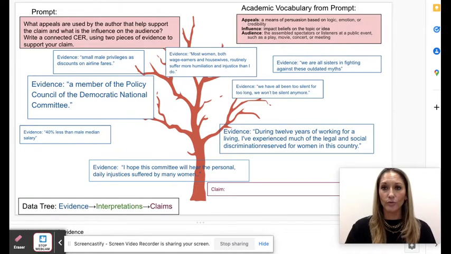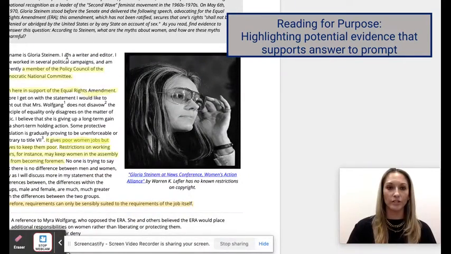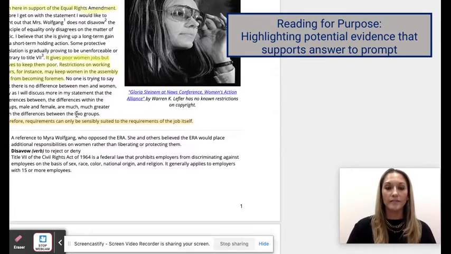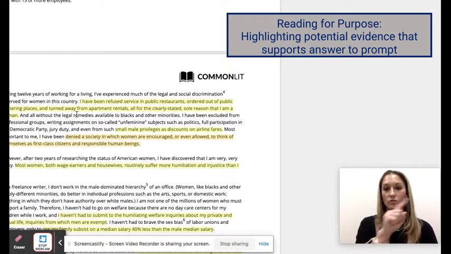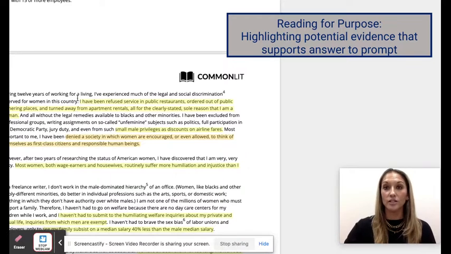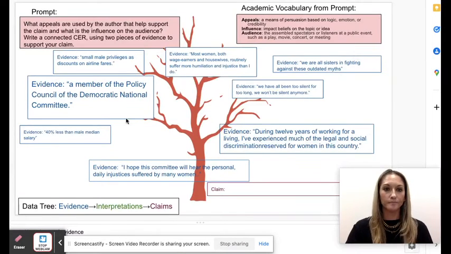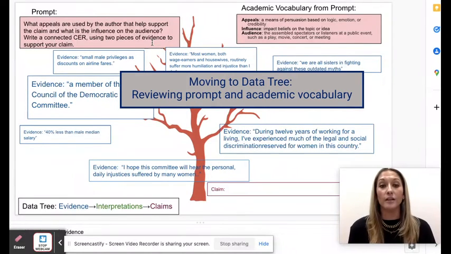As the students go through their test as they're reading, remember we asked them to read the prompt first. They are highlighting pieces of the text that they think would answer that question. And that's just the annotation strategy. I'm just highlighting things that I think, as a student, that I could use that could potentially answer that question. On my data tree, the first thing I'm going to do is write my prompt. And remember, the prompt is: what appeals are used by the author that help support the claim, and what is the influence on the audience? Write a connected CER using two pieces of evidence to support your claim.